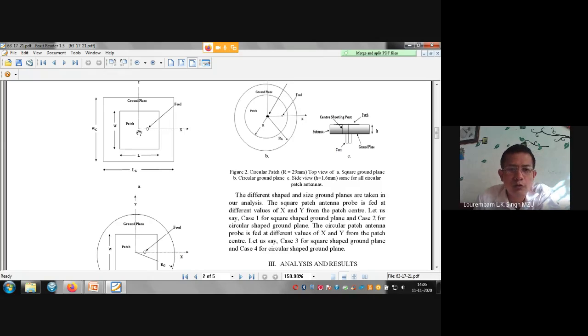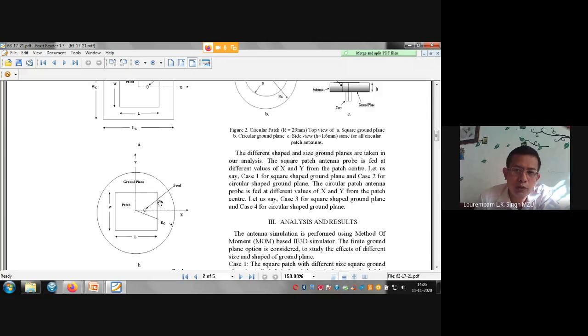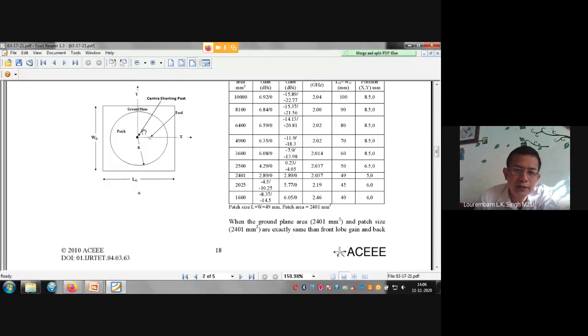Similarly, for the square also, it will radiate equally in the front as well as in the back lobe. But in this case, the rectangular patch with the circular ground is the worst case. It's not good to have such a ground plane. So what we observed was that we should always use the square ground plane, so that we can make the antenna's ground plane smaller up to a considerable range.